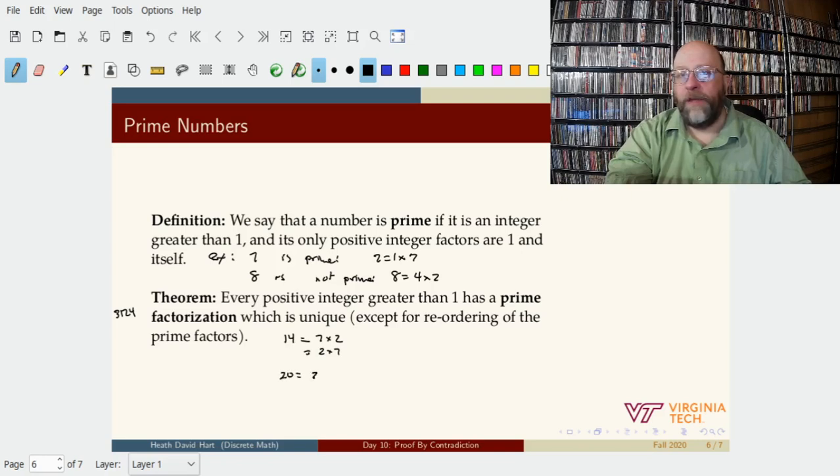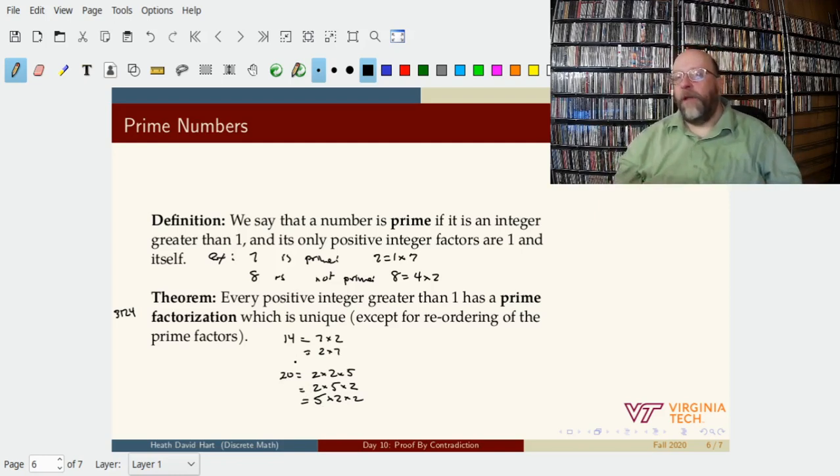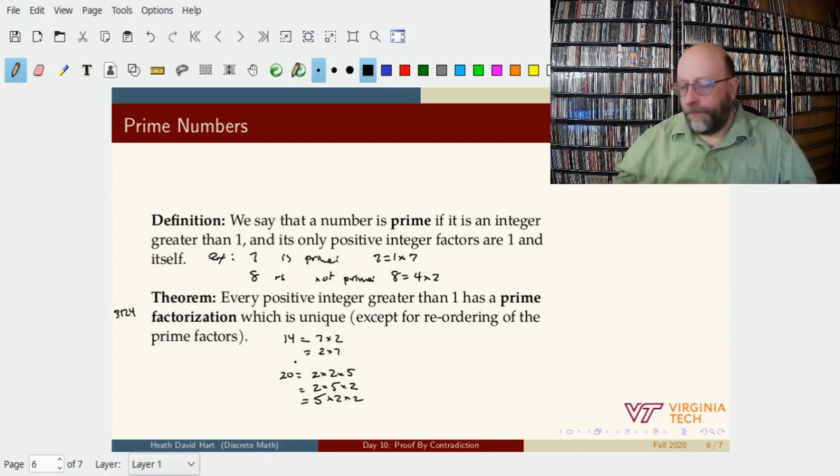20 is 2 times 2 times 5. And again, I can write that in a different order. But there's no other way of breaking up 20. It's 2 and 2 and 5 in some order. So every positive integer has a prime factorization, and except for the ordering, that's unique. We're going to use that theorem in this last statement, okay?